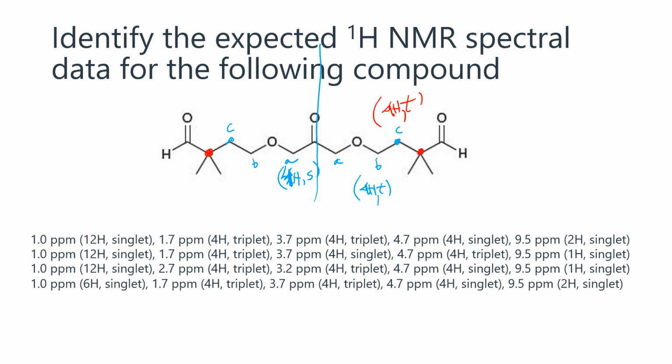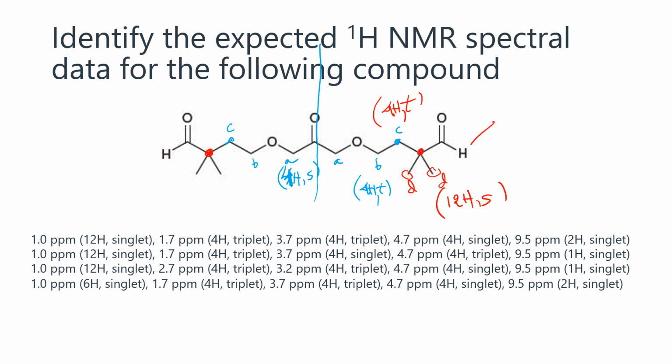So we have identified A, B, and C. These are the same, so we're going to call those D. And here we have 6 and 6. This is 12 H's total, this side and the other side. And do we have neighbors? We don't. So that is a singlet. 12 H's. Lastly, we have this one, and that is the aldehyde.